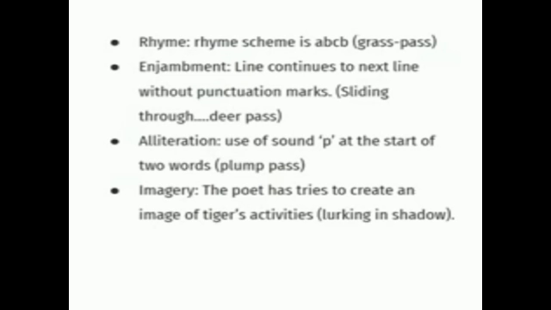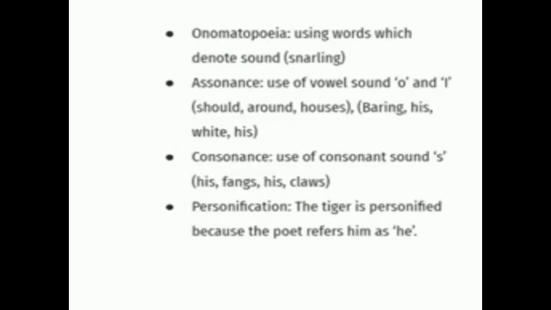Imagery. The poet has tried to create an image of the tiger's activities, lurking in shadow, sliding through, plump deer. Onomatopoeia, using words which denote sound, snarling. Then assonance, use of vowel sounds O and I: should, around, houses, bearing, he is, white. Consonance, use of consonant sound S.